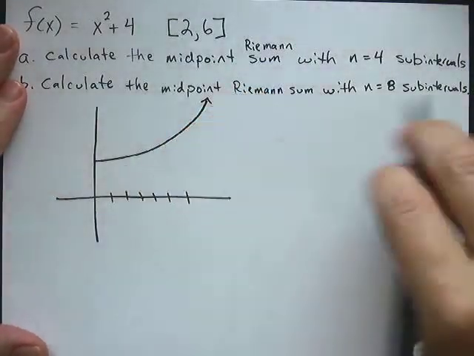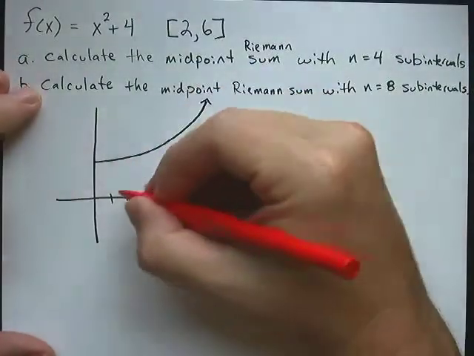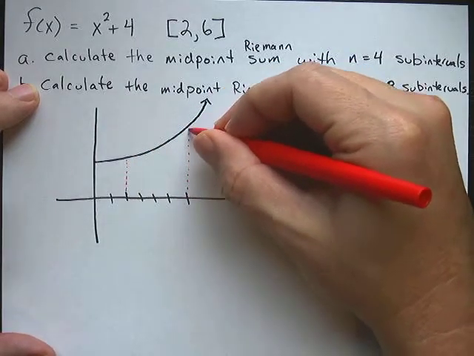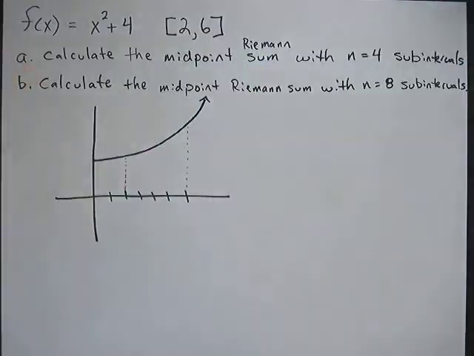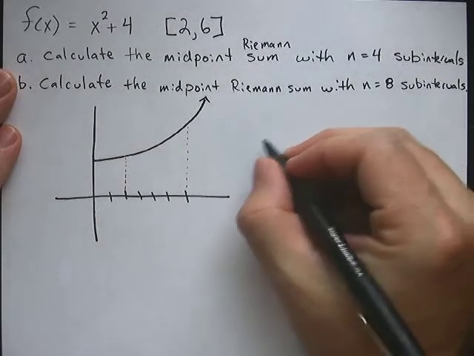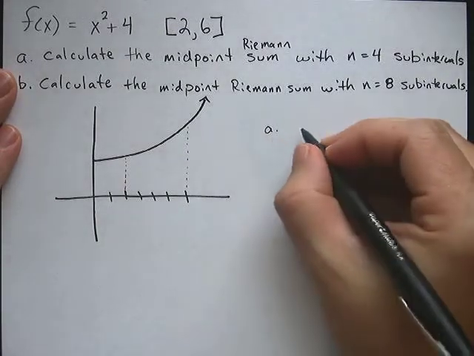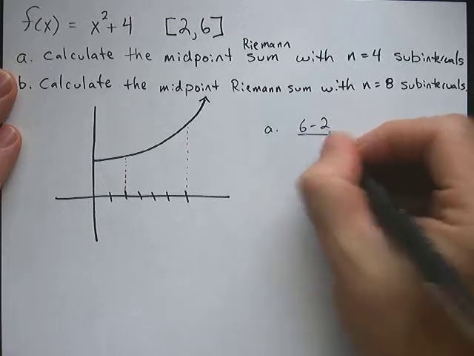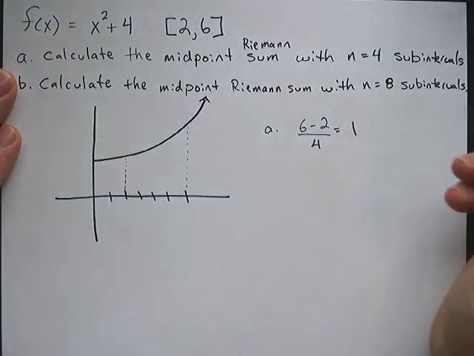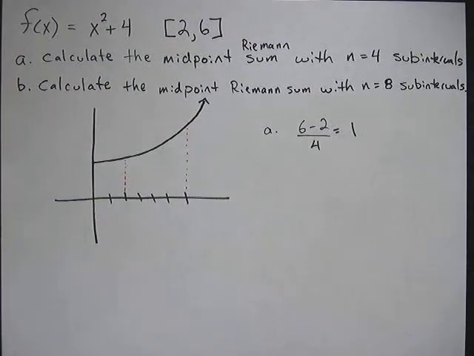Okay, so we are looking at the interval from 2 to 6. Given that we have n equals 4 subintervals, we take the interval, 6 minus 2, and divide by the number of subintervals. That's going to end up being 4 over 4, or 1. That tells us that each one of the subintervals is going to be 1 unit long.